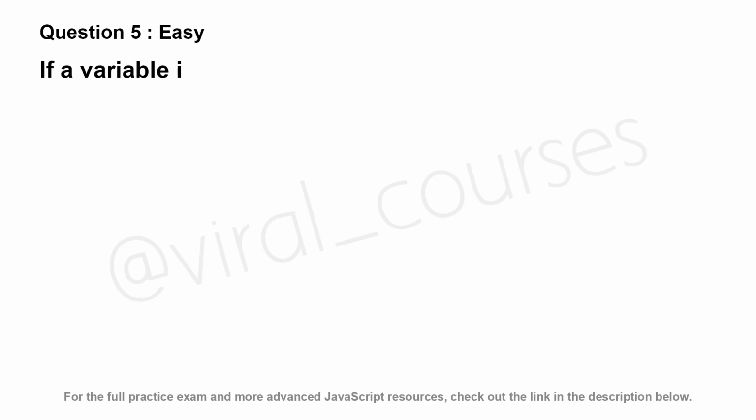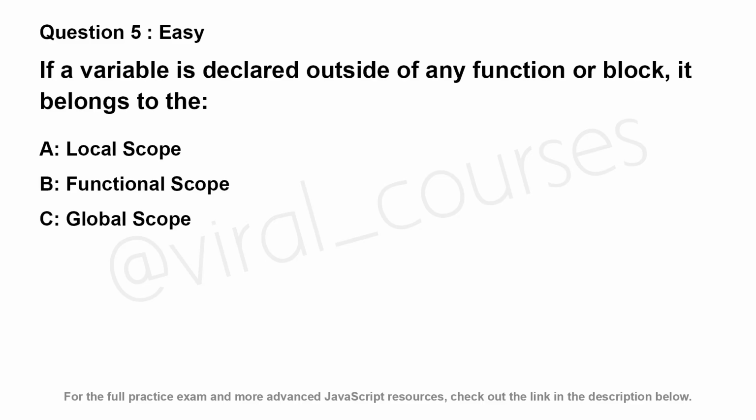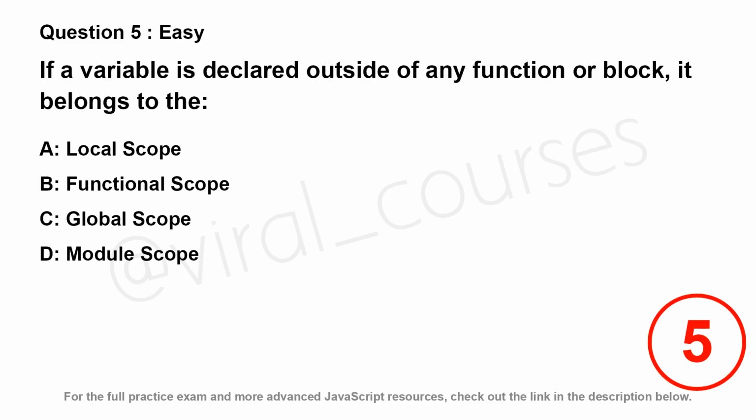If a variable is declared outside of any function or block, it belongs to the: Option A, local scope. Option B, functional scope. Option C, global scope. Option D, module scope.